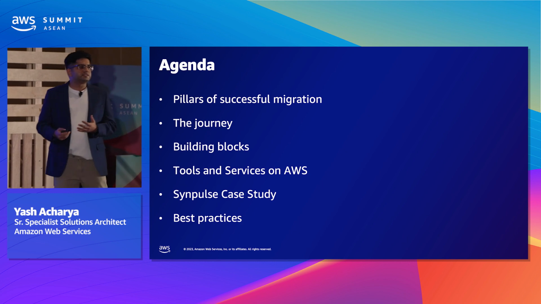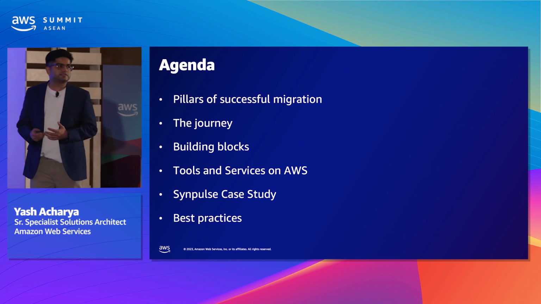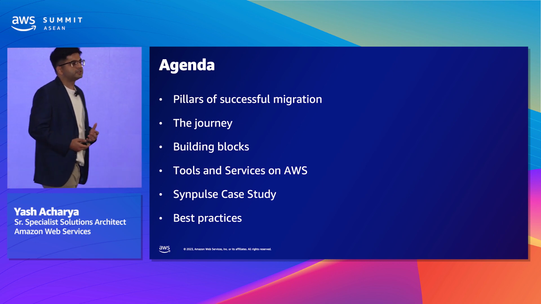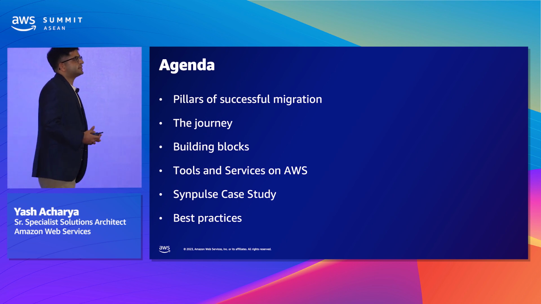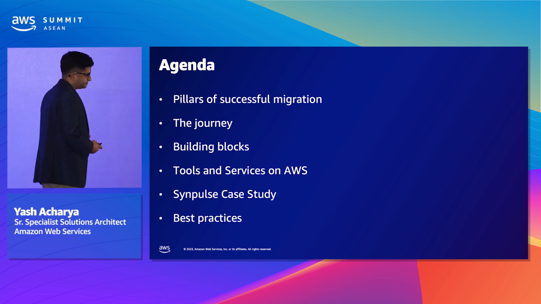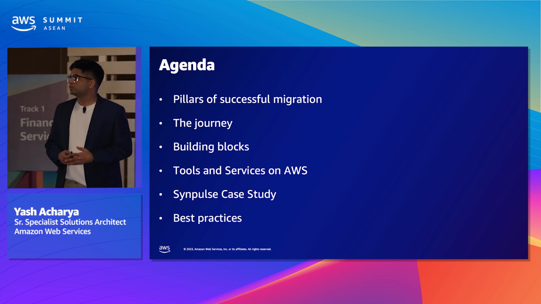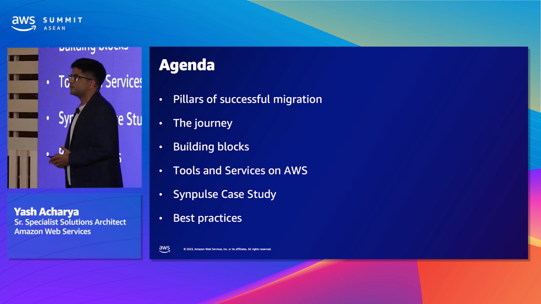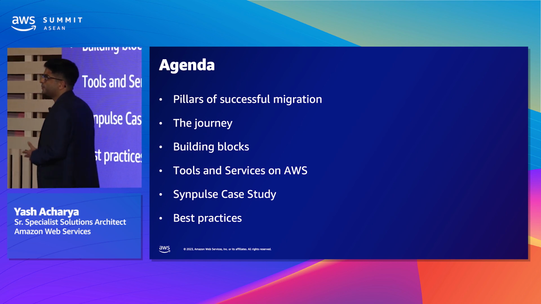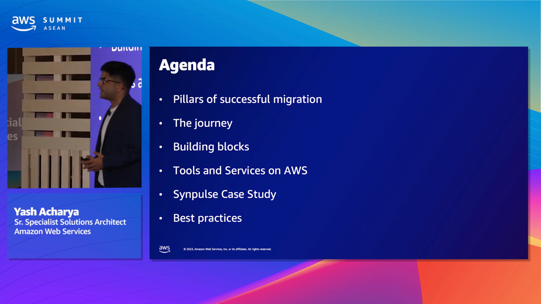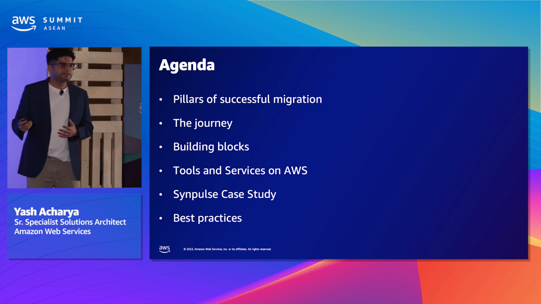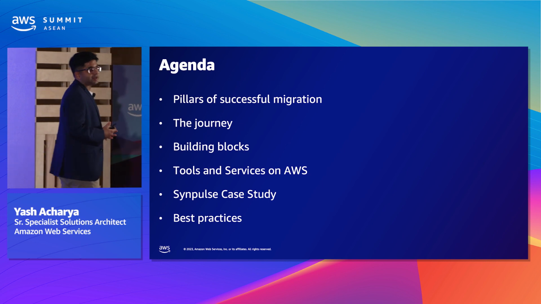Then, what are the different technical building blocks for a typical FSI? We'll go through different architecture components involved in a typical FSI and understand how it all ties together. Next, we would also go through all the tools and services available on the AWS side, which can help you accelerate your migration and modernization journey. Later on, we'll also go through the case study and close it off with some best practices.